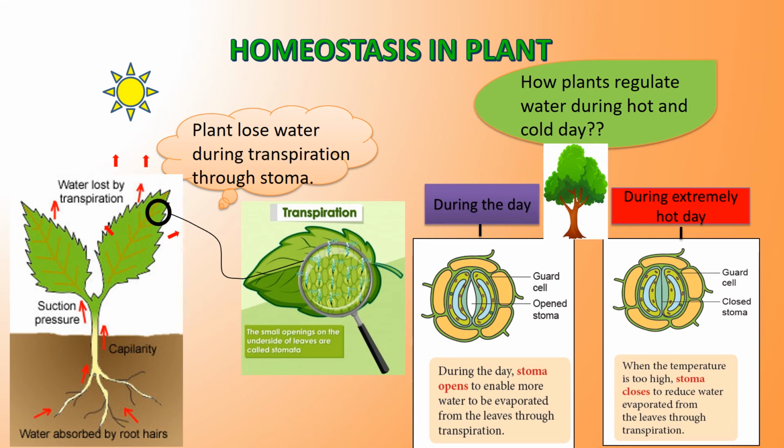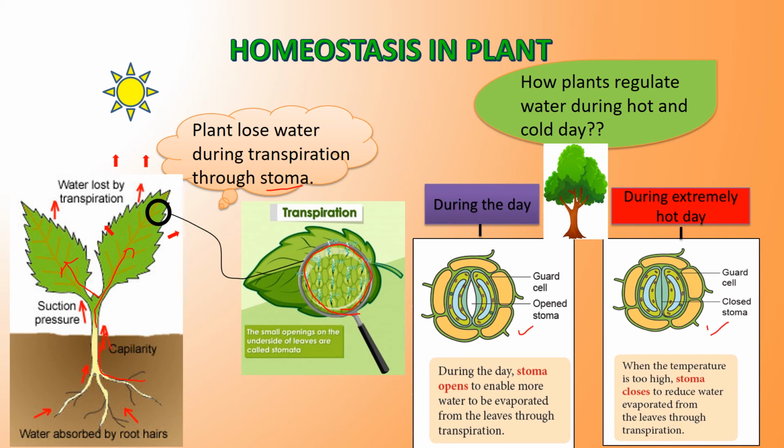So the roots of the plant absorb water and bring it to the stem and to the leaf. The water is used during photosynthesis, and then the water is lost through the stoma. So what is a stoma? A stoma is a small opening on the underside of a leaf. This is a stoma. These are also stomata.